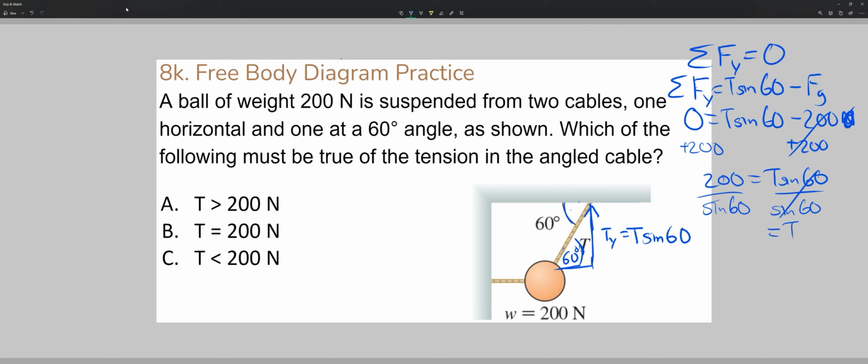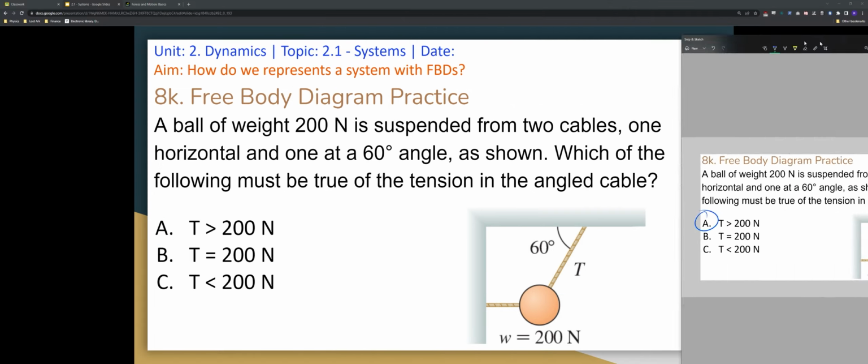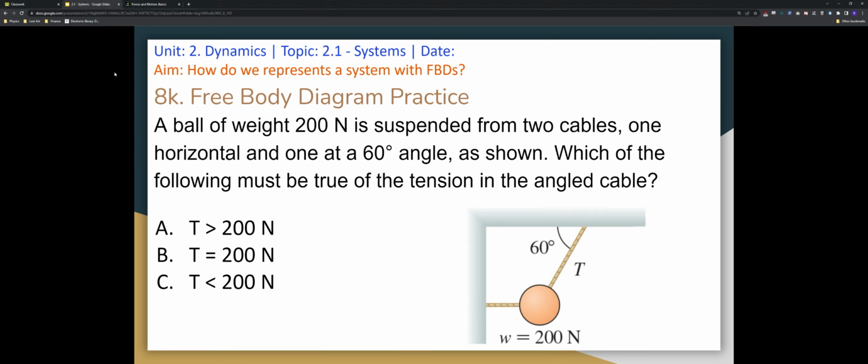And then your tension is 231 newtons. So your tension, the answer here, is A. Your tension is greater than 200 newtons. All right, that's it for these problems.